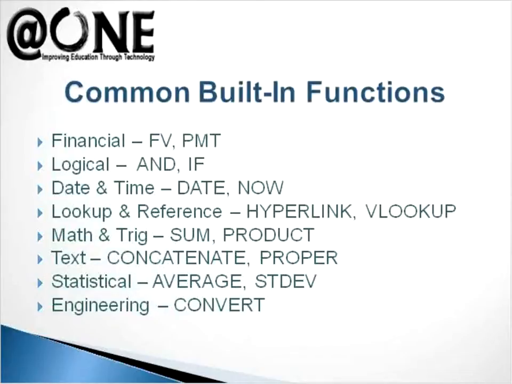We have math and trig, like SUM and PRODUCT. We can work with text. So we have concatenation. If we have two words and we want to merge those words into one big long word, it's concatenation. Or let's say you type in a name, and for instance, back in the chat room, I typed in Barbara with a lowercase b. If I use this function of PROPER, Excel will capitalize that first B in Barbara because that's the proper use of capitalization.